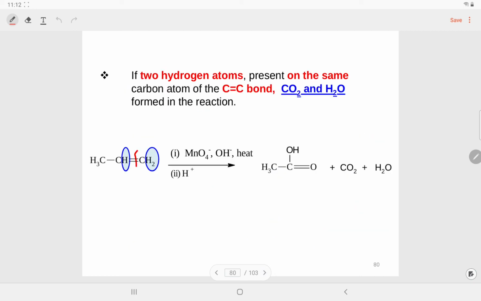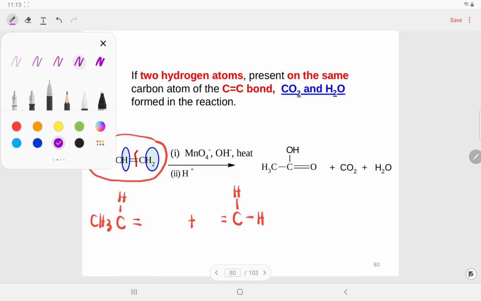Okay, so what happened for this example? They are adjacent, but with CH2 at the end of the chain. So this is acidified KMnO4, hot condition. So this part we divide by 2 areas. CH3, C, here we have hydrogen, half double bond, plus C, H2 here, half double bond. So the process involved, we use a strong oxidizing agent.